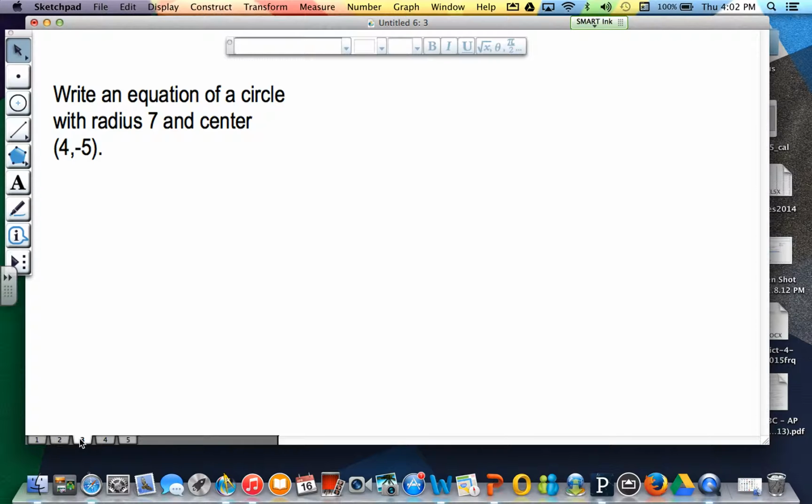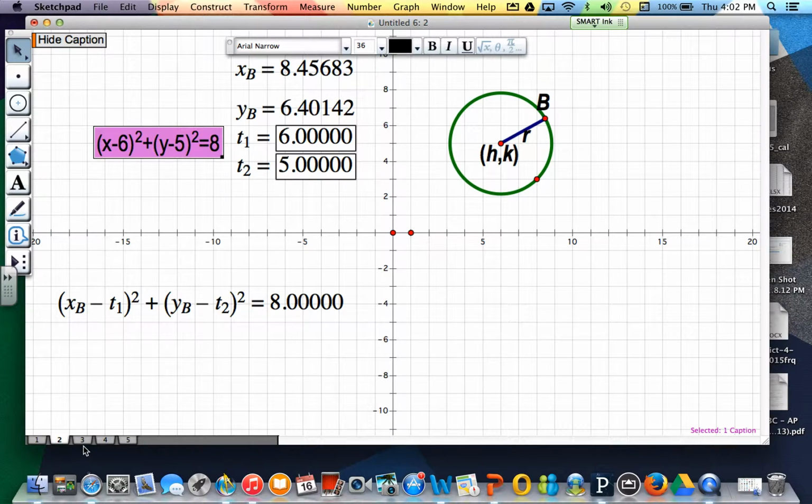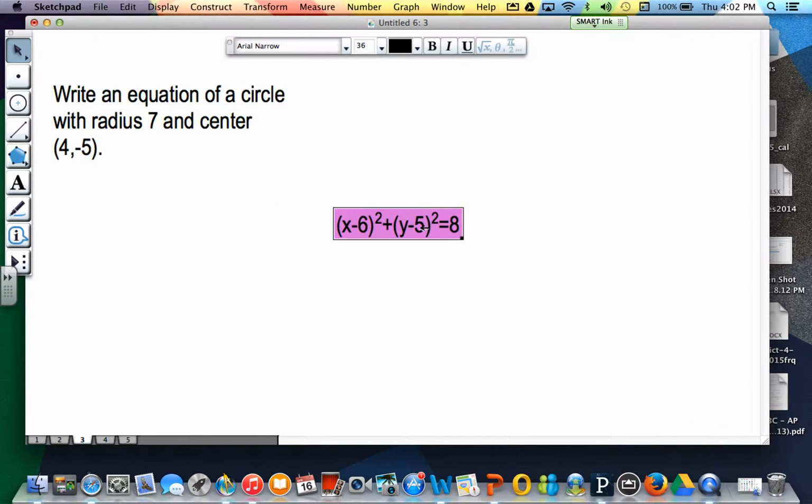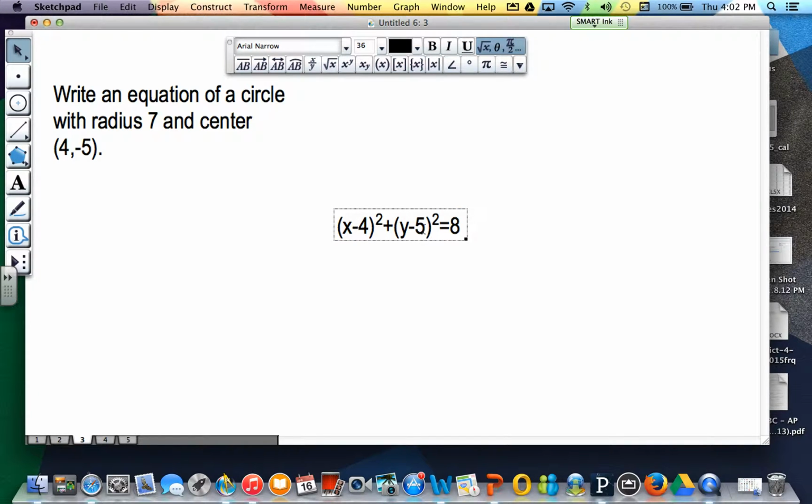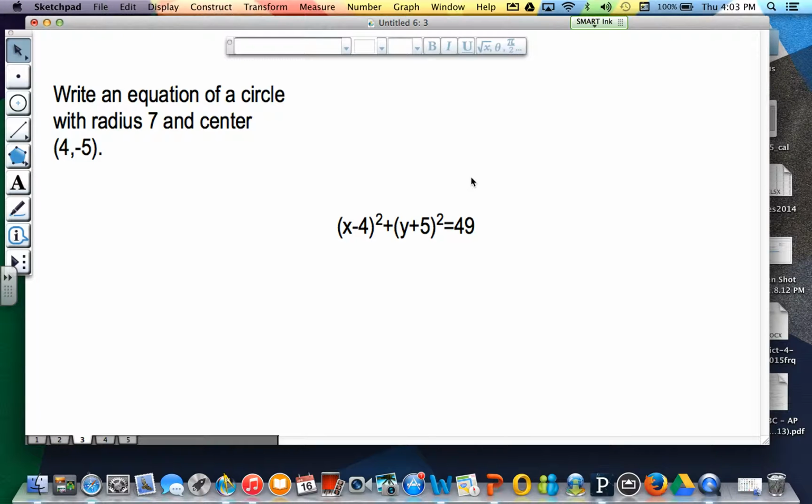Now, this is another basic geometry thing you need to be able to do. You need to be able to go backwards, saying, write an equation of a circle with radius 7 and center 4, negative 5. Well, I'm just going to copy that because I just don't like to type too much. But instead of my 6 and 5, I have a center of 4, negative 5. Well, that's going to be a minus 4, and that's going to be a plus 5. And then the radius is 7. Remember, the equation is x minus h quantity squared plus y minus k quantity squared is equal to r squared. So we would have that 49. That's an equation of that circle.